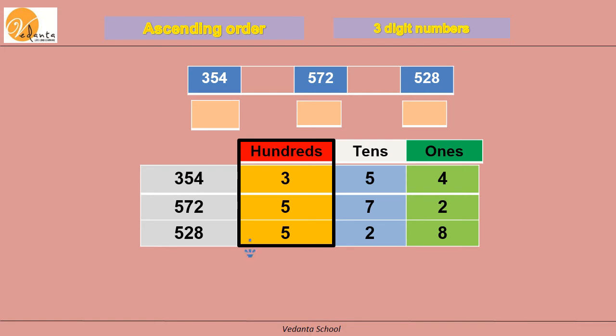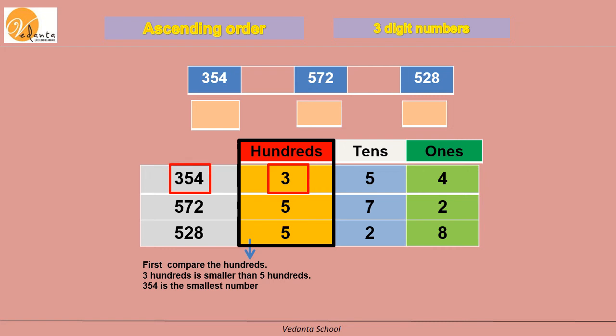Which is the smallest number? 3 or 5? 3 is smaller than 5. So 354 is the smallest number among these three. So you will cut 354 and write that in the first place.